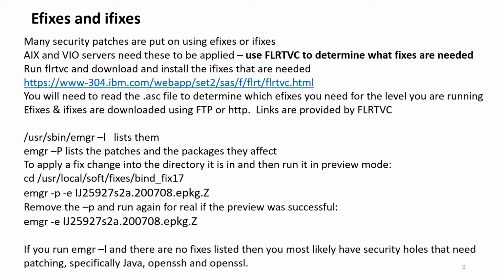eFixes and iFixes are downloaded using FTP or HTTP, and SSH, SSL, and Java are downloaded from various sites on IBM. For the eFixes and iFixes, you use emgr to actually install them. This is also the one exception for a VIO server where you install software without using updateios. If you run emgr and there's no fixes listed, you probably have some security holes and should consider patching.